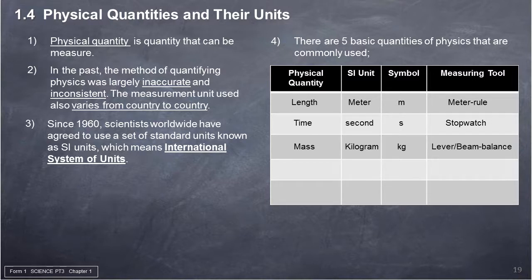Lever or beam balance. Physical quantity. Temperature. SI unit. Kelvin. Symbol. K. Measuring tool. Thermometer. Physical quantity. Electric current. SI unit. Ampere. Symbol. A. Measuring tool. Ammeter.